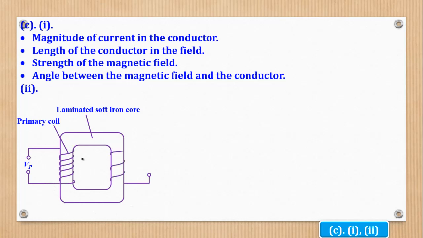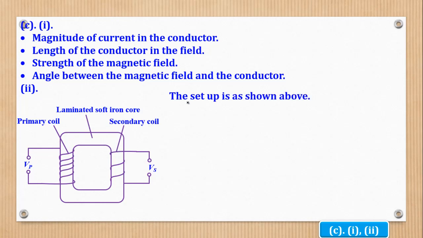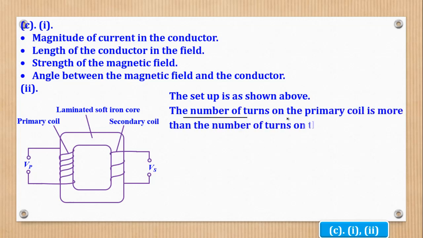Do you notice a difference in the windings? They are somehow different. Because this one, if you look from up, the winding is like this. If you look from here, the winding is like this. So the setup is as shown above. The number of turns in the primary coil is more than the number of turns in the secondary coil. That is the note you should always remember.